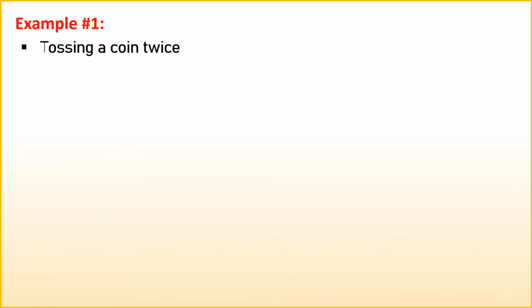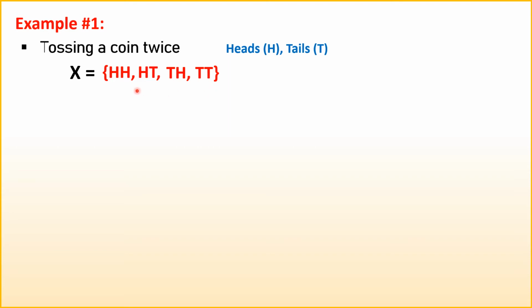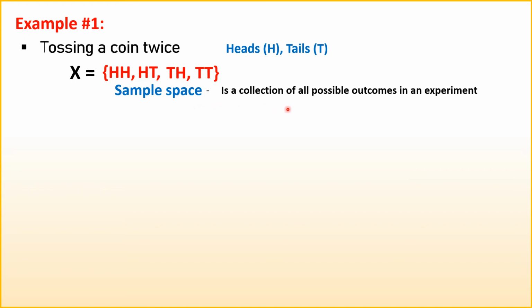For example, tossing a coin twice. So, alam naman natin, ang coin natin, meron tayong head at tail. So, let us use H for the head, T for the tails. Possible outcomes: head, head, kasi twice. And then, head, tail, tail, head, tail, tail. So, these are the possible outcomes. We call it sample space. Sample space is a collection of all possible outcomes in an experiment.